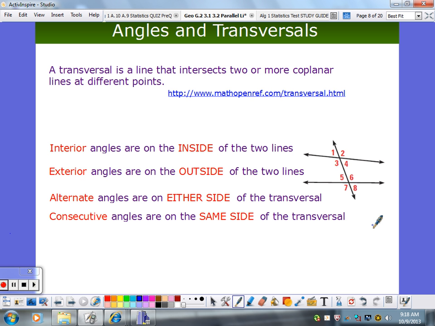Alternate angles are on either side of the transversal. So here's an angle on one side, an alternate angle would be on the other side. A consecutive angle is on the same side. So these are all consecutive angles. These are consecutive angles. But this and this, those are alternate angles. You will sometimes see same side used instead of the word consecutive, but they're on the same side. Right? So just different terminology for how we label these angles.